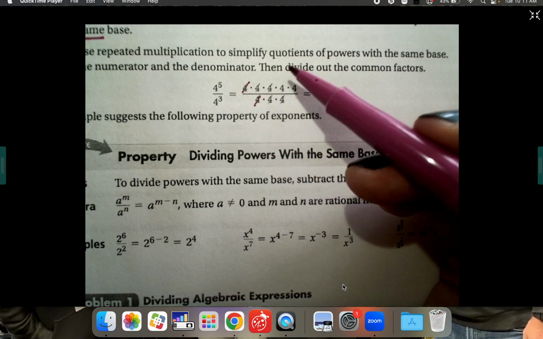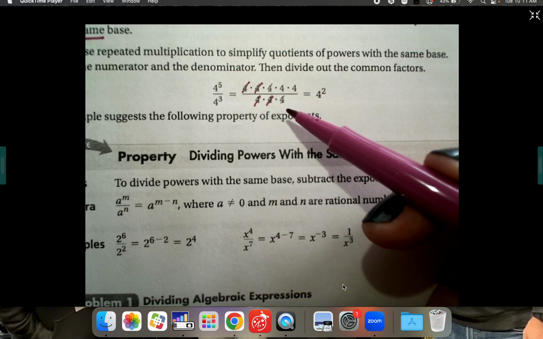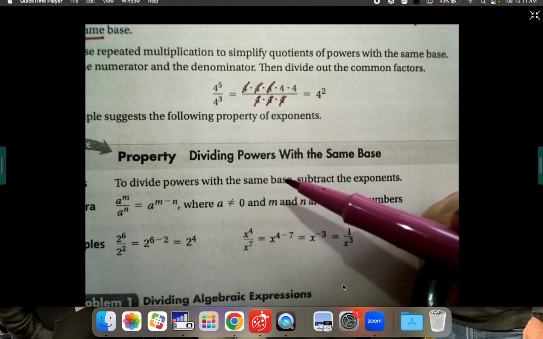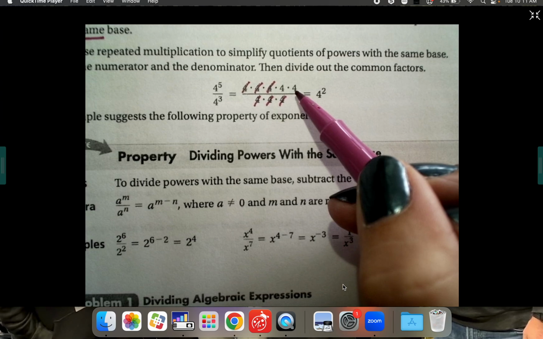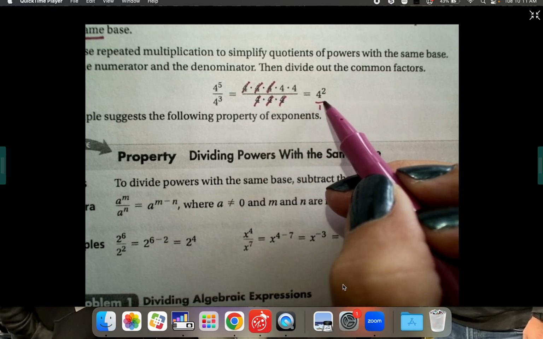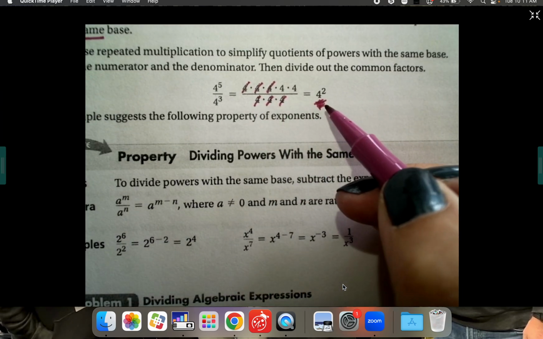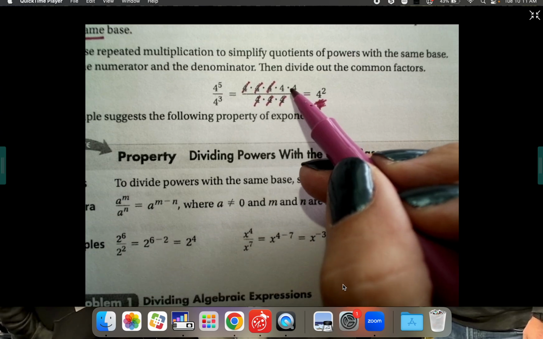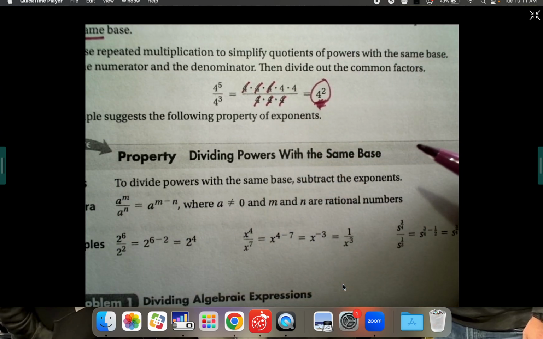So it cancels out. 4 divided by 4 again is 1. 4 divided by 4 again is 1. And we're left with 2 4s on the top. So 4 times 4. The denominator technically would have a 1, but we can leave it invisible. And so we have 4 squared because there are 2 left as your final answer.